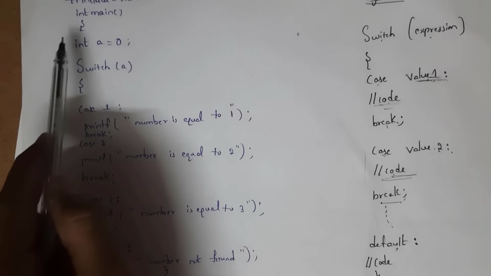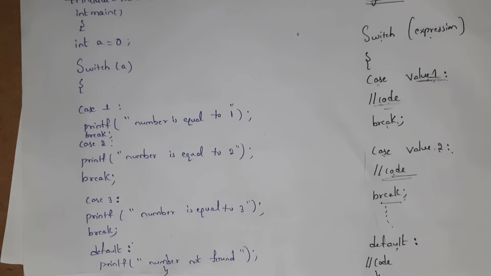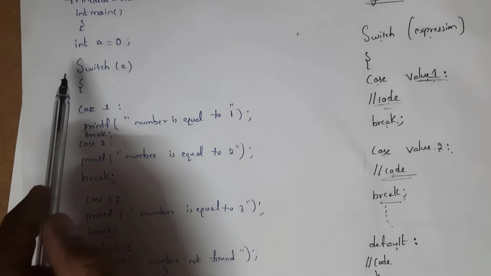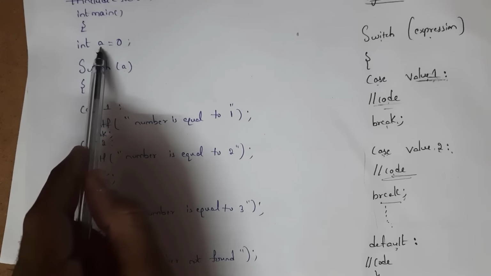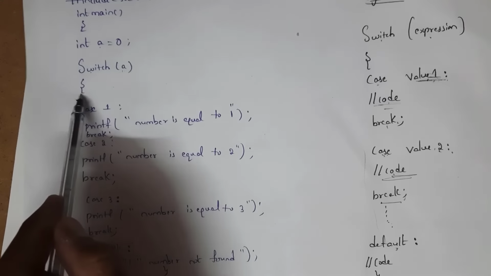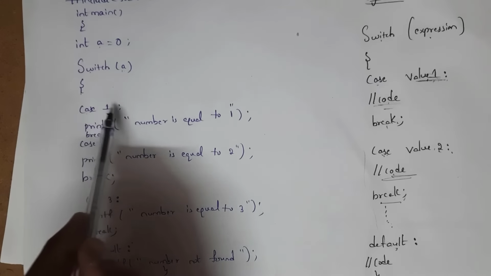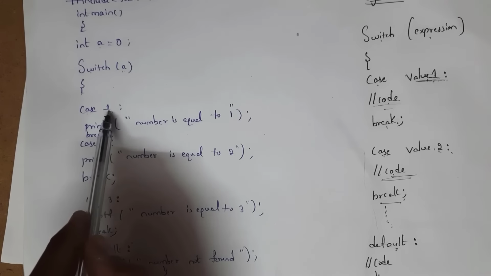Here I took int a equal to 0. I given value of a as 0, and after that I took switch. Inside bracket I given variable name. Here I took variable name as a. So I given here a. Open bracket. Here I took case 1. This is nothing but value. I took here value as 1.